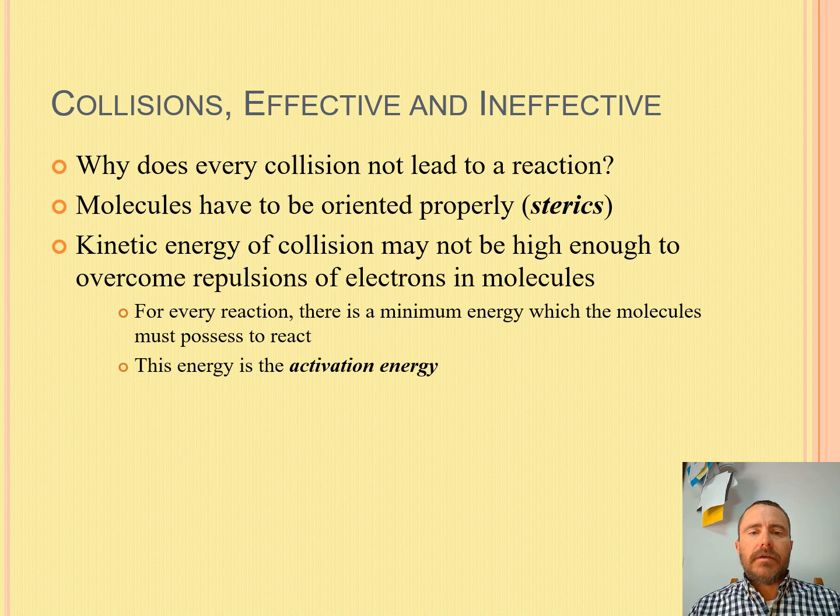Well, when we think about our collisions, why doesn't every collision lead us to having a reaction? Why don't we always get a product at the end of it? Well, one of those is because we have to have what are called effective collisions. We have to effectively have the right things happening for our reaction to proceed. And so one of those things that we need to be effective is what we call the molecule sterics. They have to be properly oriented.